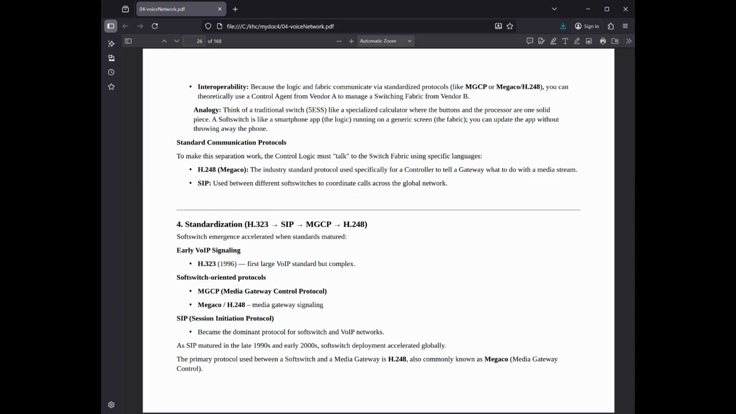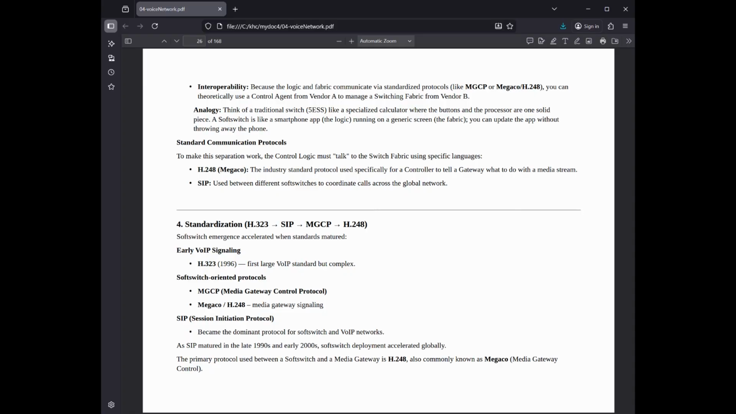Standard communication protocols. To make this separation work, the control logic must talk to the switch fabric using specific languages. H.248/Megaco: the industry standard protocol used specifically for a controller to tell a gateway what to do with a media stream. SIP: used between different soft switches to coordinate calls across the global network.